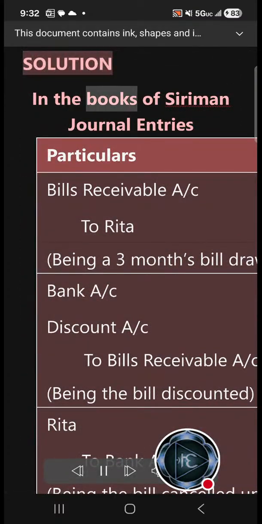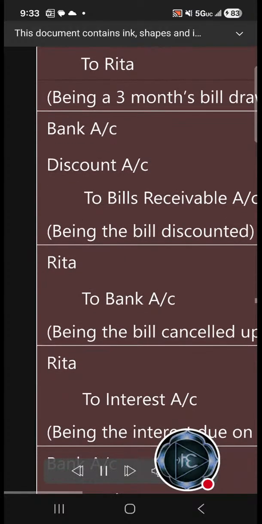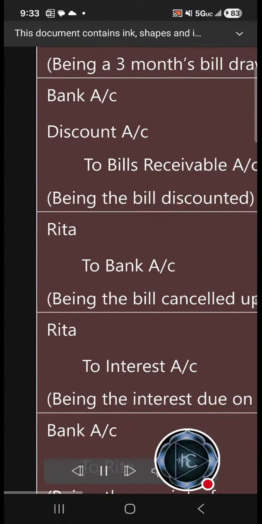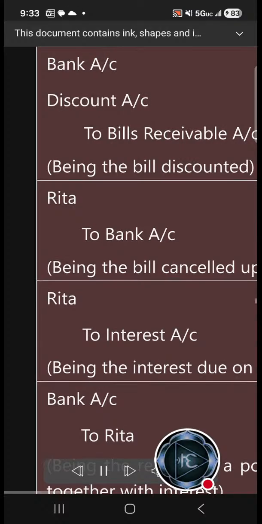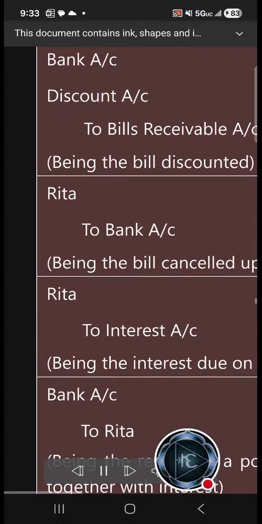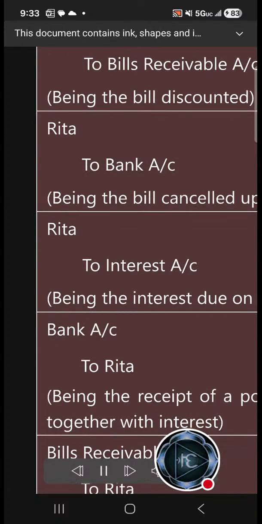Solution. In the books of Surname, journal entries. Particulars. Bills Receivable A/C Dr. 1,000,000, To Rita 1,000,000. Being a 3 months bill drawn on Rita for the amount due. Bank A/C Dr. 999,000, Discount A/C Dr. 1,000, To Bills Receivable A/C 1,000,000. Being the bill discounted.